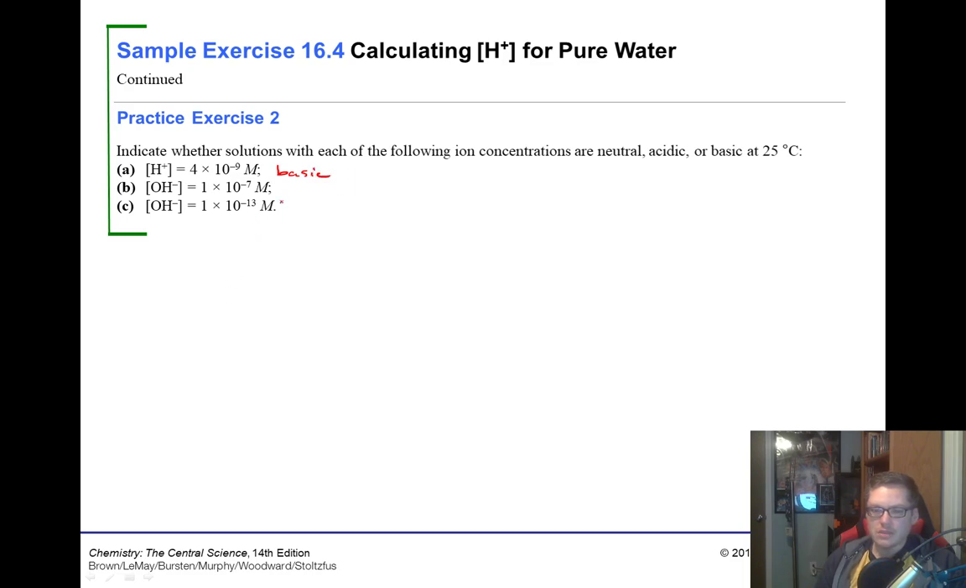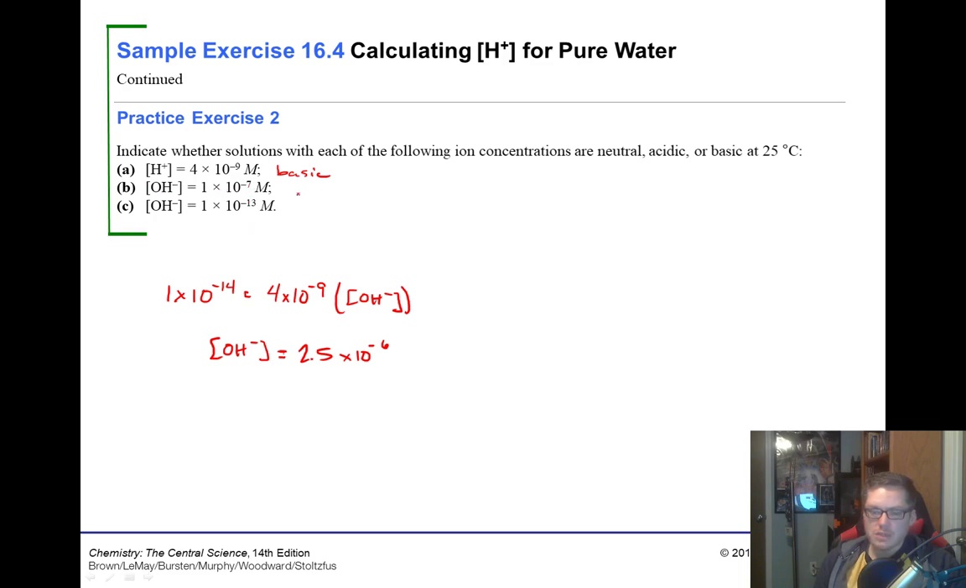Now, if that doesn't quite follow, we can do it mathematically as well. We know that 1 times 10 to the minus 14th should be equal to this value here, 4 times 10 to the minus 9th, times whatever our concentration of OH minus is. So we can find the concentration of OH minus pretty easily. We just take 1 e to the minus 14th divided by 4 e to the minus 9th, and we get 2.5 times 10 to the minus 6th. And so we can see here that the concentration of OH minus is much bigger than the concentration of H plus, so it has to be basic.